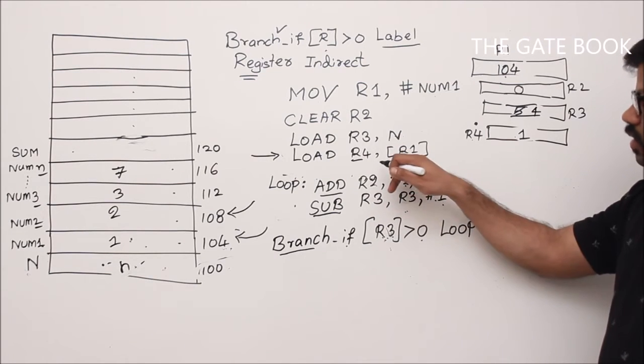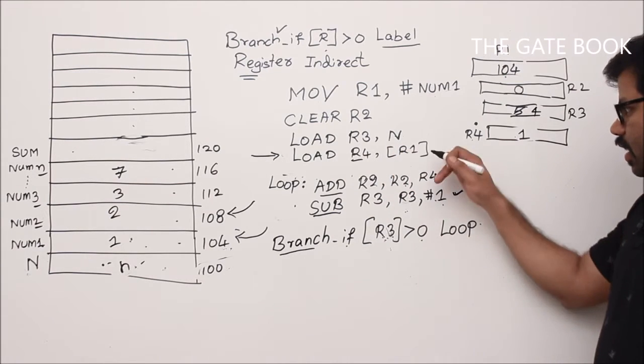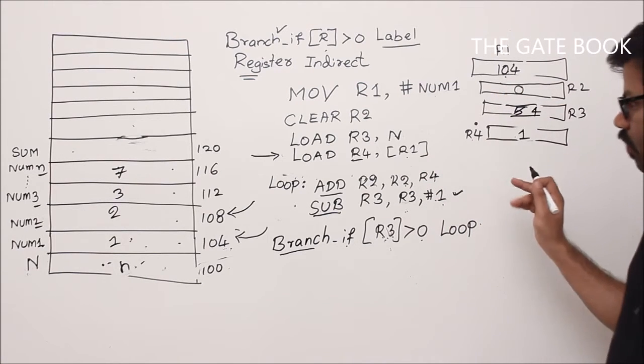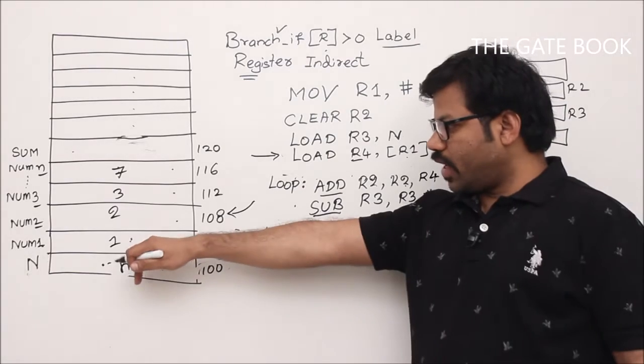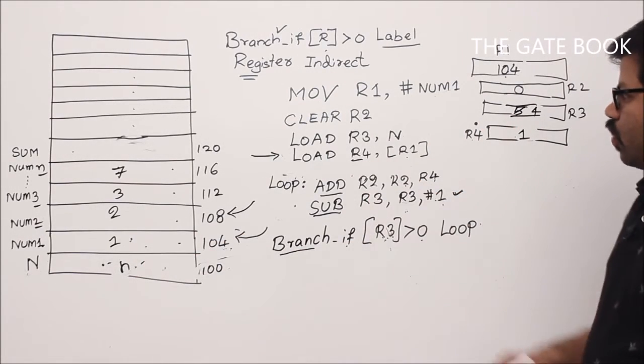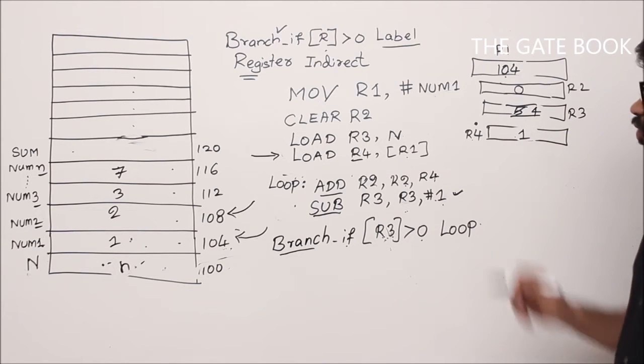R1, right? This is indirect mode, register indirect mode. In that, first access R1, 104. Take that 104 and access 104. One more access, 1. So that is an operand. That operand we have to move to R4. Then R4 gets what? 1.